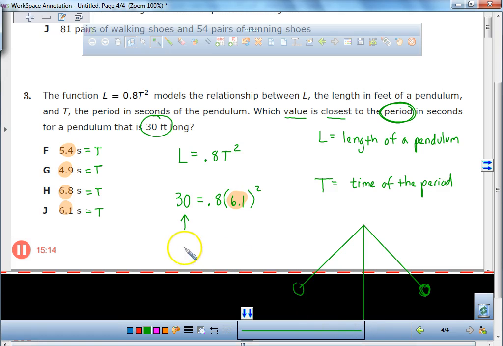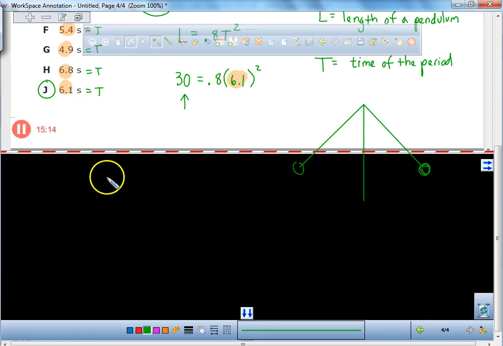Well, that is the correct answer. It is answer choice J. But what if you didn't have multiple choice? What if you had to do a fill in the blank? Here's how you guys would solve it. So if you would please, I'm going to show you guys how to solve it.